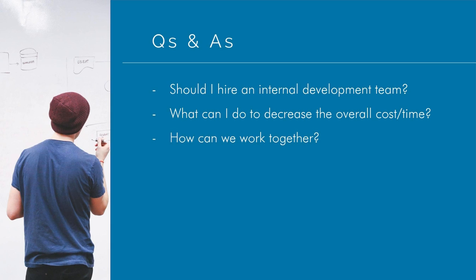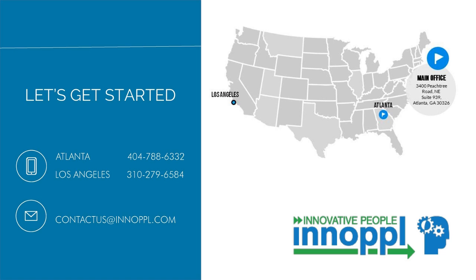Last question we always get is, how can we work together? We love that question. We are based here in Atlanta and Los Angeles, and there's our phone number and email. We've been doing app development and website development since 2009. We've seen all types of problems and solved all types of businesses' pain points, and helped them with their solutions.